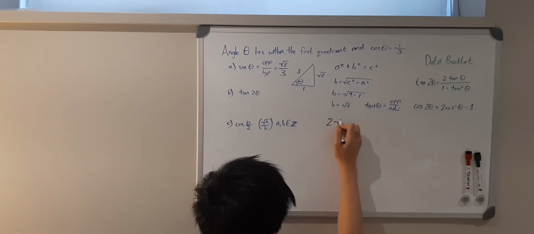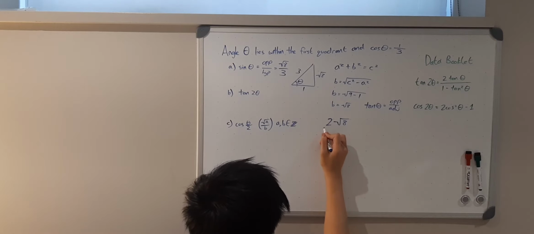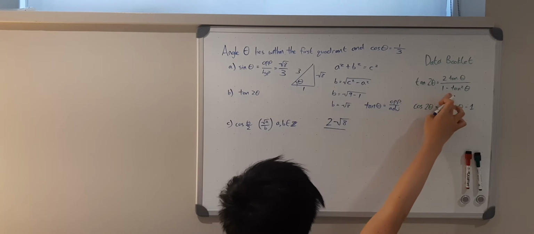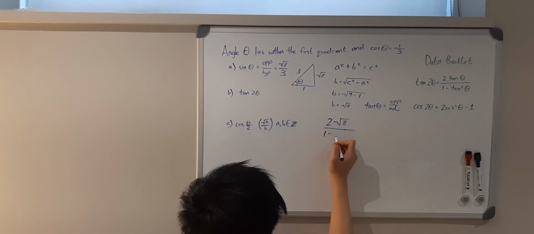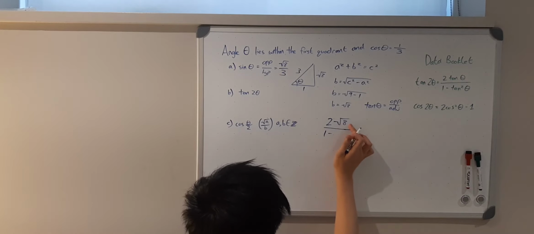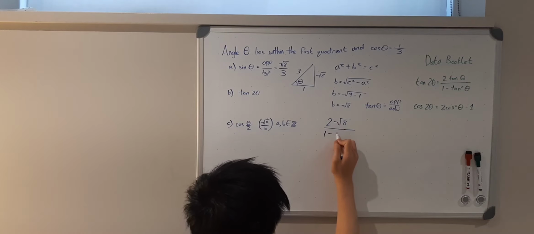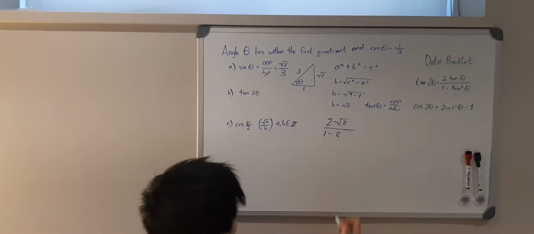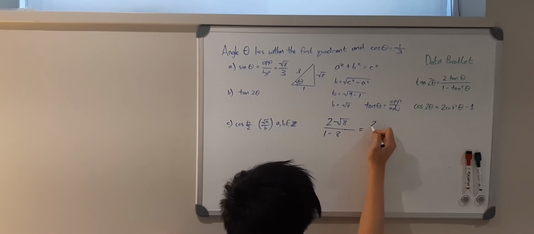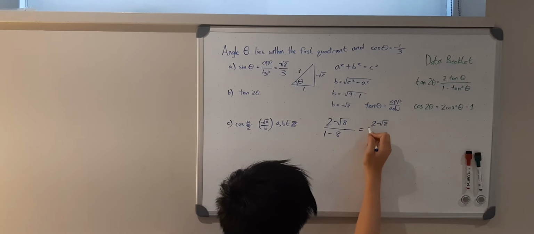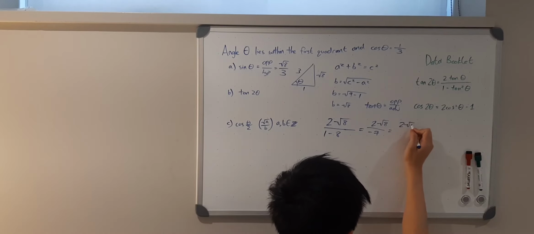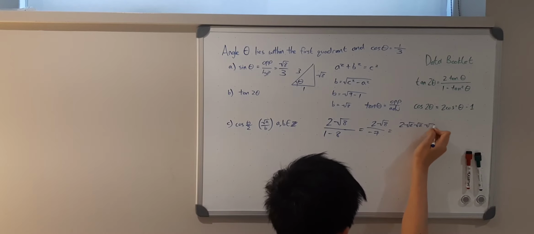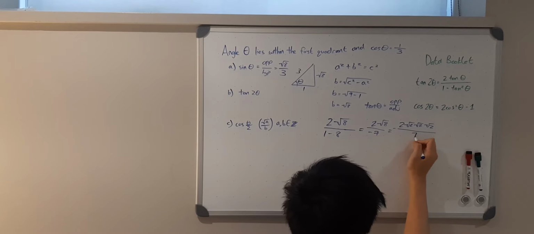So 2 root 8 over 1 minus tan squared theta. Well, we know that tan is just root 8, so tan squared is 8. That turns into 2 root 8 over minus 7. We can actually break down the square root: root 8 is 2 root 2.